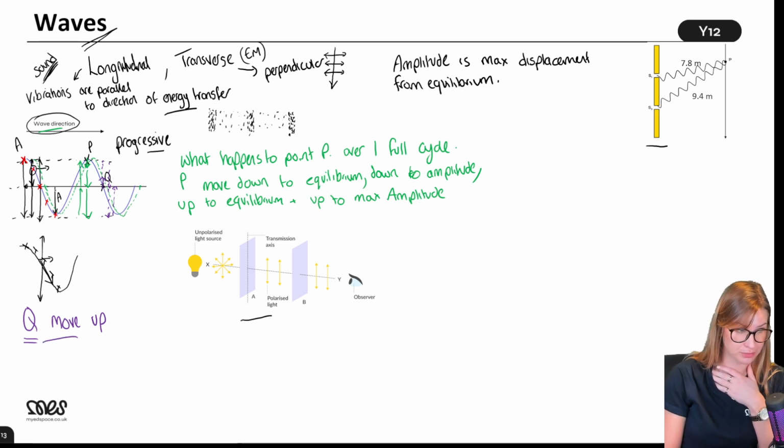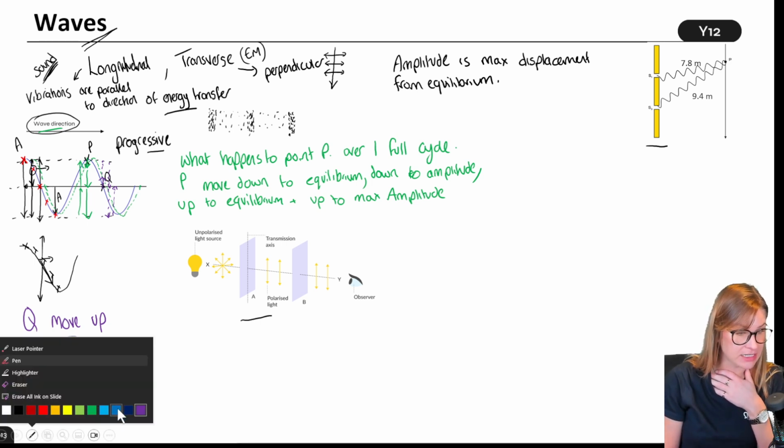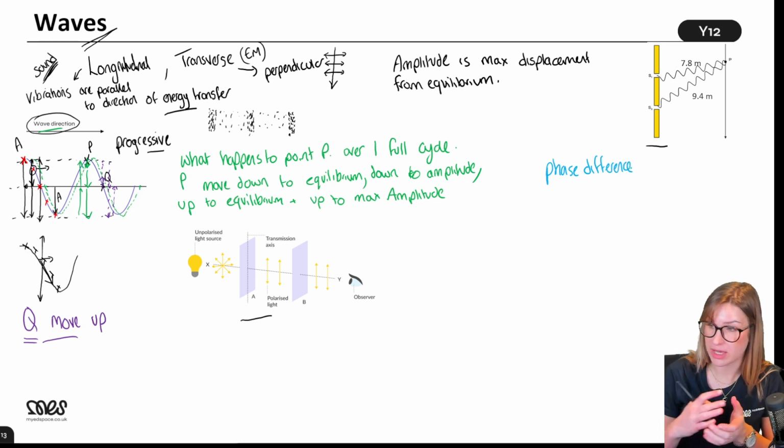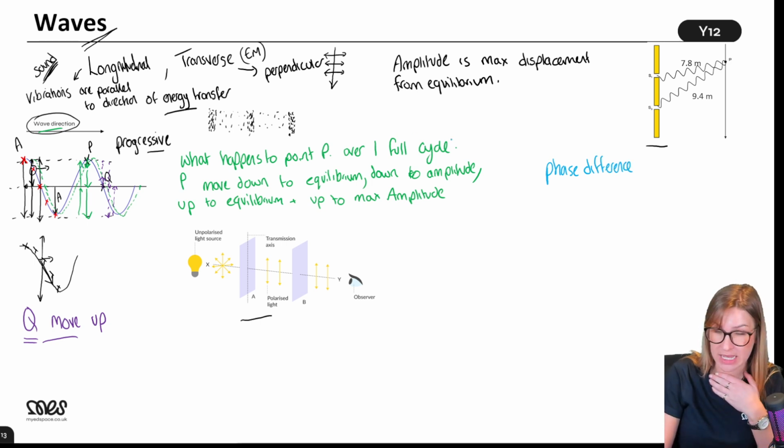Okay, so we just draw a dotted line showing a wave later in time to see what the particle is going to do. Okay, the next thing you need to know about is phase difference. You might have heard before that you need to learn this equation, right? It's not given to you in your data sheet. So you need to know that phase difference equals path difference divided by the wavelength, multiplied by 2 pi.